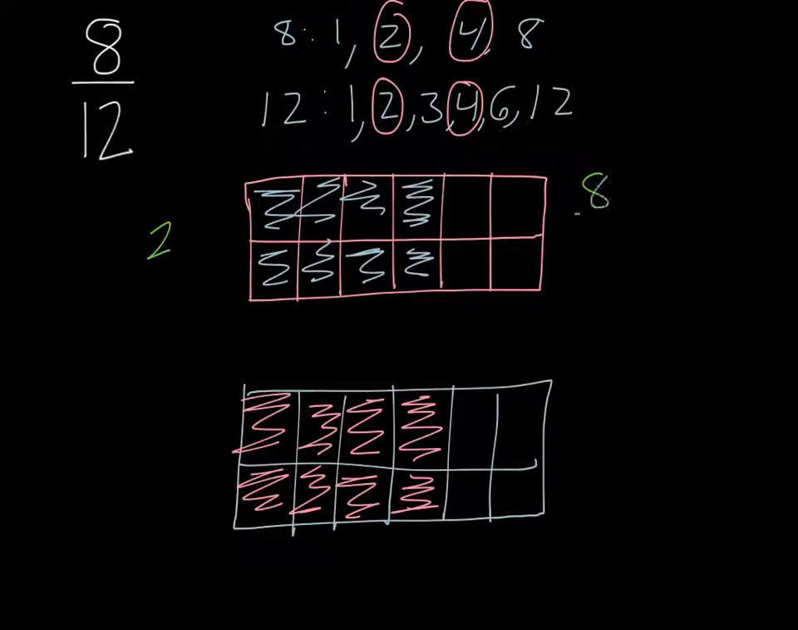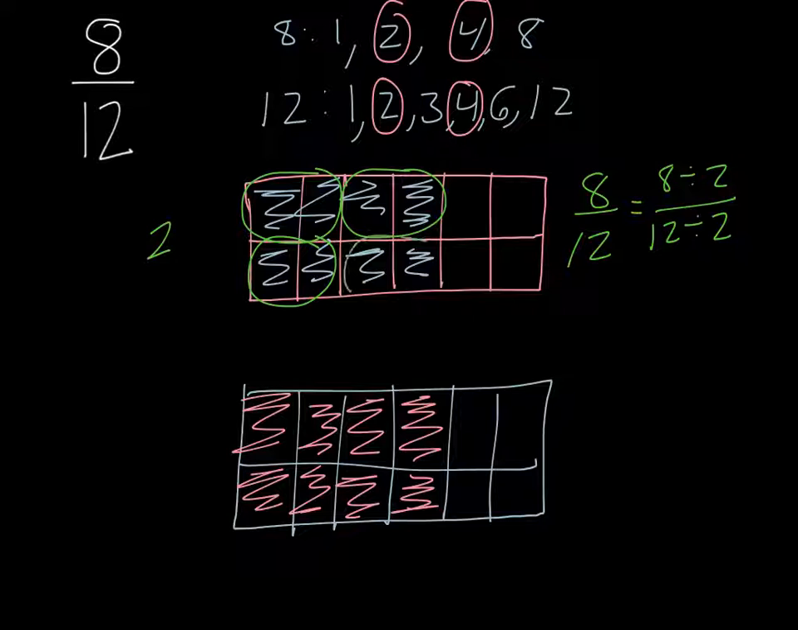And so that would be like taking the fraction 8/12, and we would do 8 divided by 2 and 12 divided by 2. So let's circle my groups of 2. And I'm going to ask myself, how many groups of 2 did I make? And the answer is 6, which is my bottom line. 12 divided by 2 is 6. And how many of those groups of 2 are shaded? 8 divided by 2 is 4.